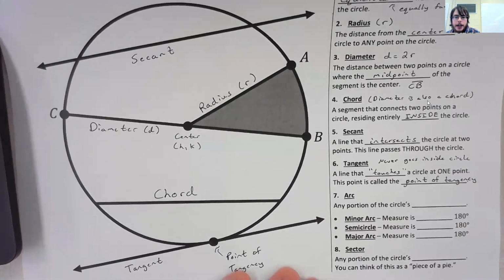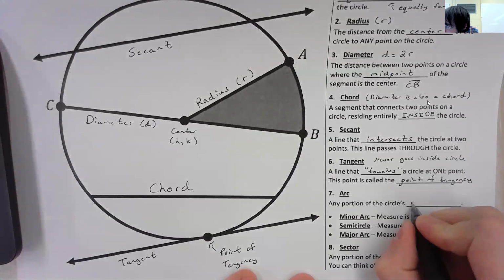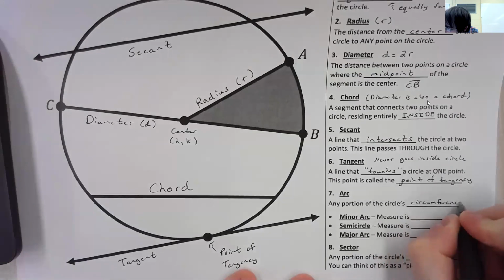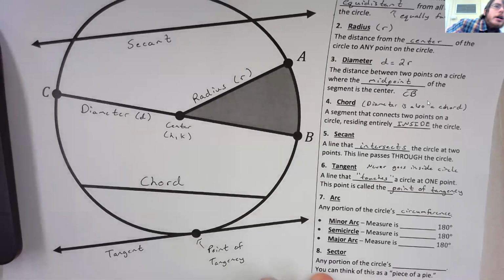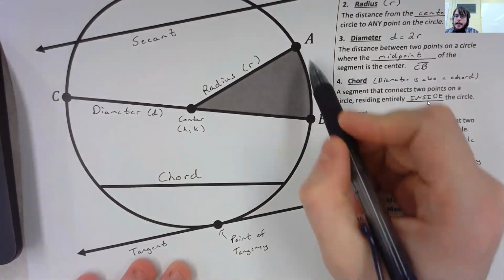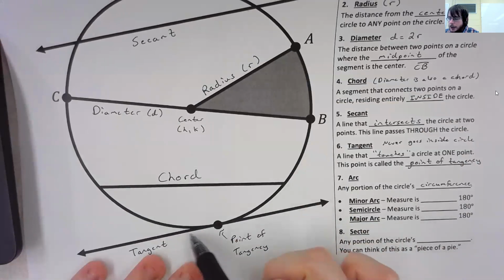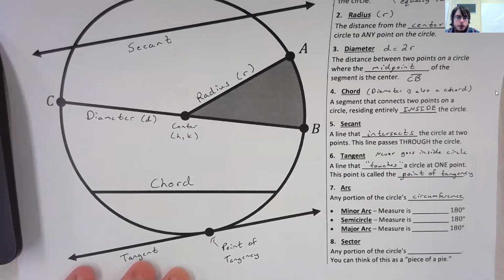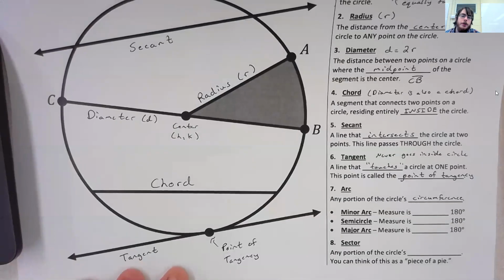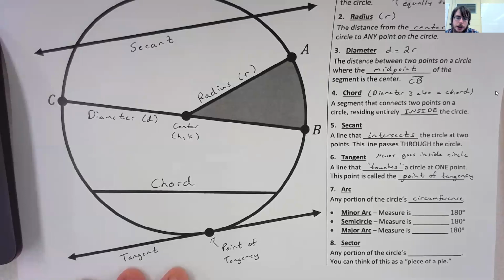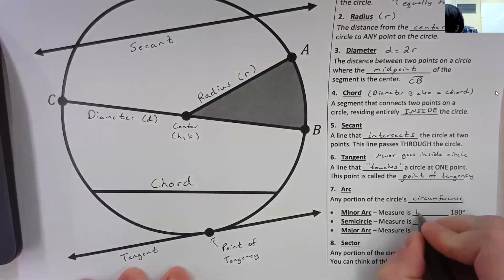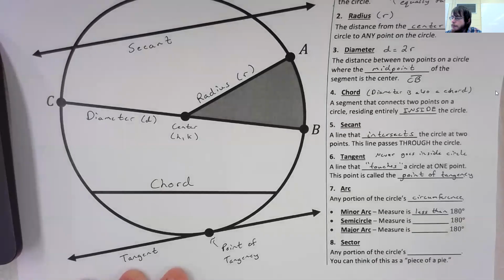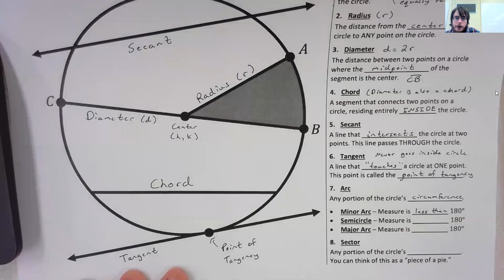An arc is defined as any portion of a circle's circumference. And the circumference is the outside edge of the circle. So there are three different types of arcs. The first one is the minor arc. Now, when you think of a minor thing, you think of a tiny thing, a small thing that's not very consequential. So a minor arc, when compared to 180 degrees, is less than 180 degrees. So the measure of a minor arc is less than 180 degrees.